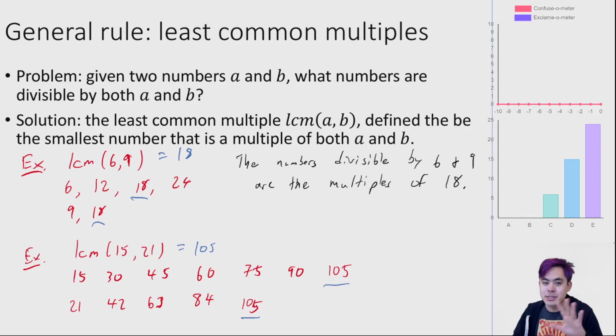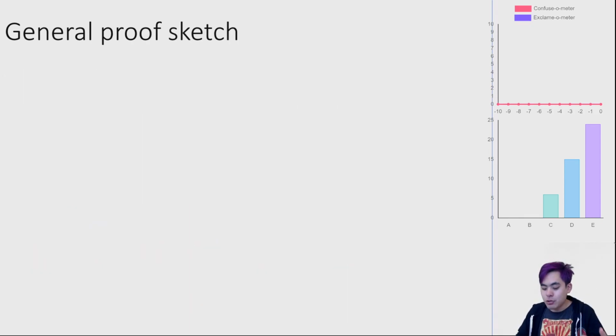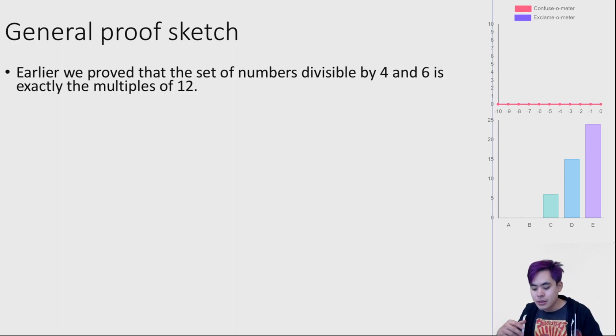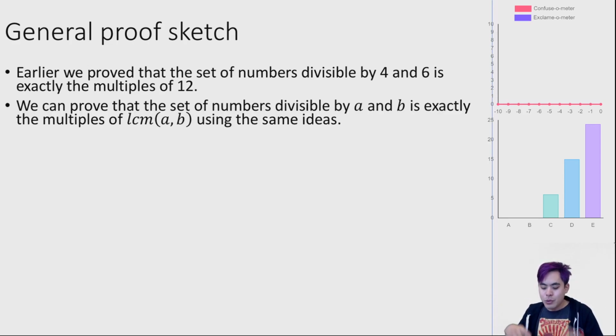And you can prove this in the same general way. I'm not going to expect you to be able to do this, but it's useful for you to hear it and be able to follow it. So earlier we proved that the set of numbers divisible by 4 and 6 is exactly the multiples of 12. We can prove that the set of numbers divisible by a and b is exactly the multiples of the least common multiple of a and b using the same kinds of ideas.